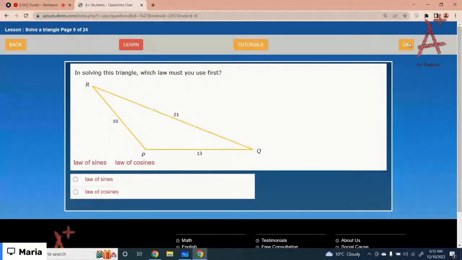Okay, again, in solving this triangle, which law must you use first? So you are given all three sides. So when you are given all three sides, which law must you use first? Law of cosines. Got it?